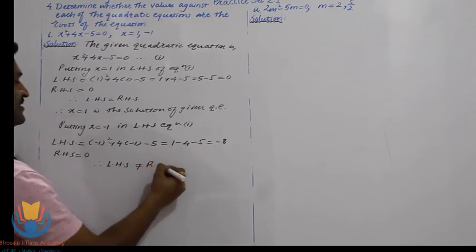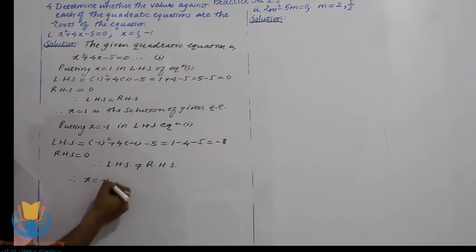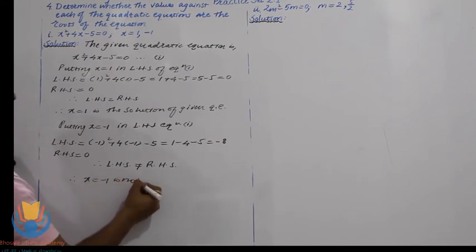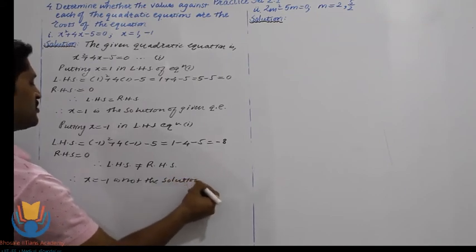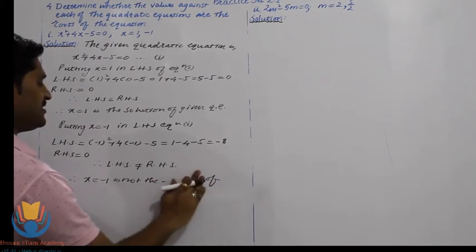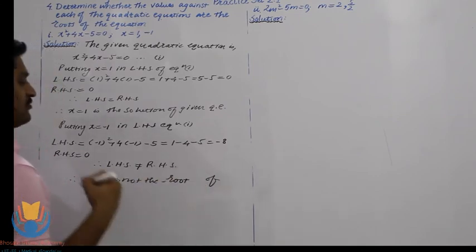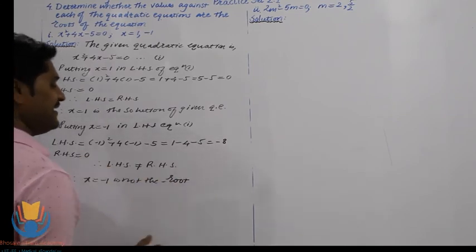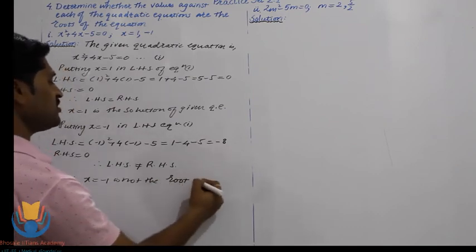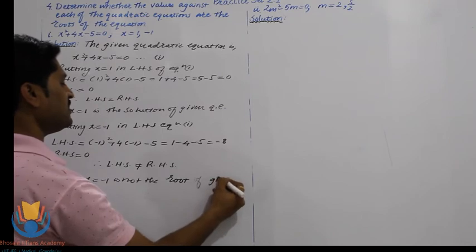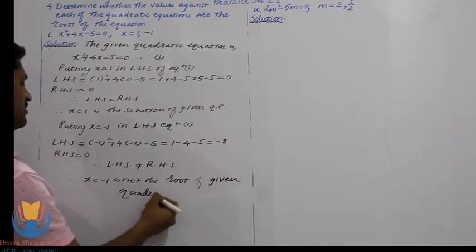So here we will write LHS is not equal to RHS, and therefore x is equal to minus 1 is not the solution, it is not the root of the given quadratic equation. Solution is the word which we use for linear equations in two variables. Here we use root. Is not the root of the given quadratic equation.